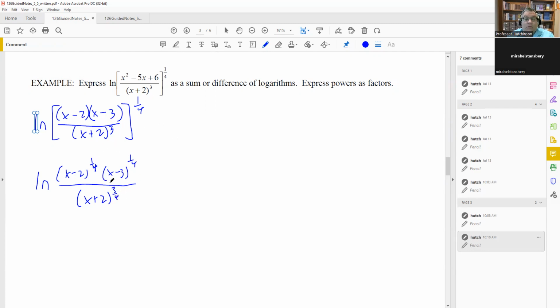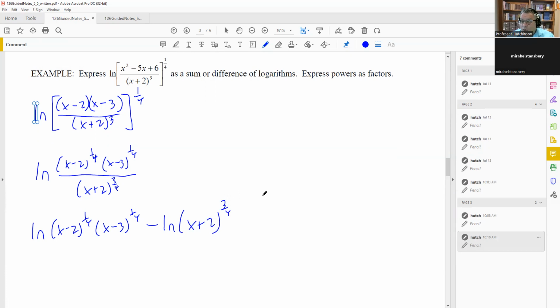So again, that's done a little bit differently than the way I did it in the notes, but some people might find this approach a little bit easier instead of bringing the 1/4 down in front and having all that afterwards. All right, so now that I have this, we're going to separate this. The division turns into subtraction. So these two things are still together. And we're going to put a minus ln x plus 2 to the 3/4. Okay, so now we've separated that, so there's no more fraction.